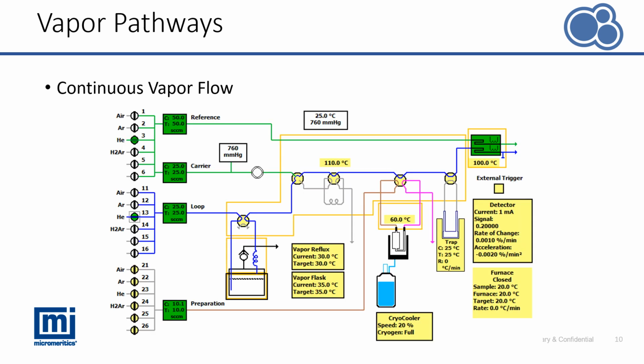Here is a schematic that shows vapor flow being introduced in the system. The reference and carrier gas stream has the same function as mentioned previously for pulse injections. The loop gas stream also carries the vapor as before, but it is now blended into the carrier stream via the blend valve instead of filling the loop. The carrier and loop stream is combined before it is introduced, and the user has the option to bypass or send this through the sample before it hits the TCD.